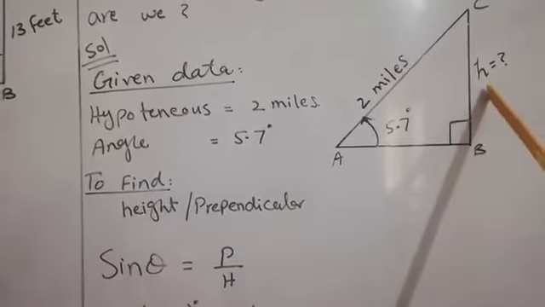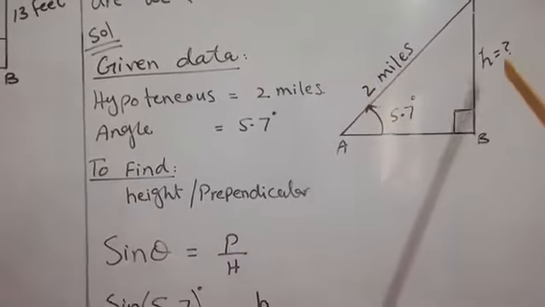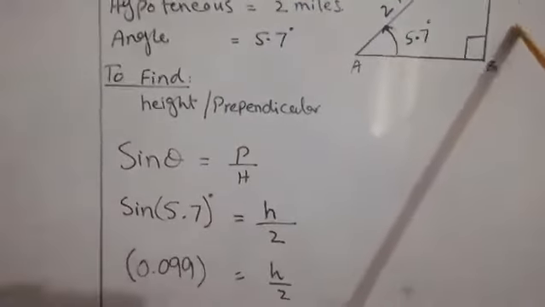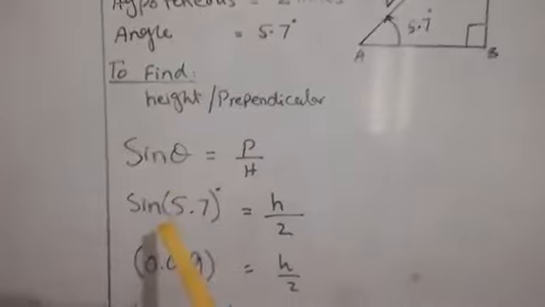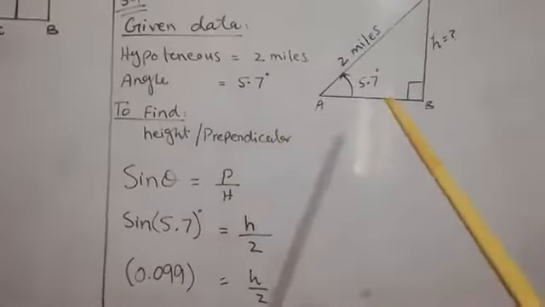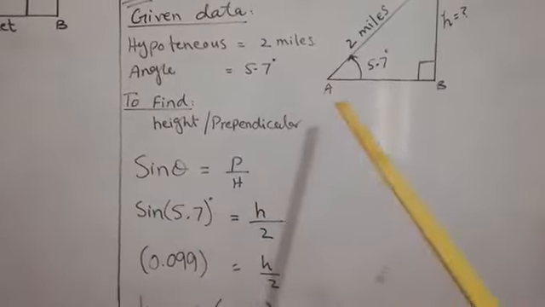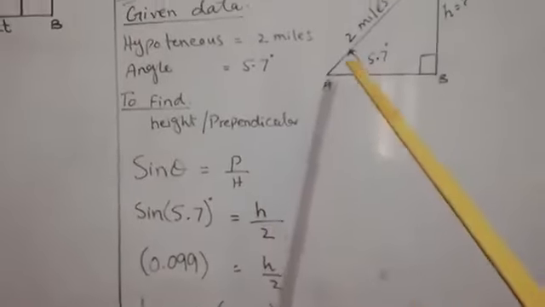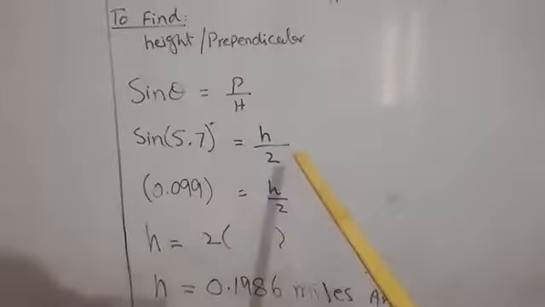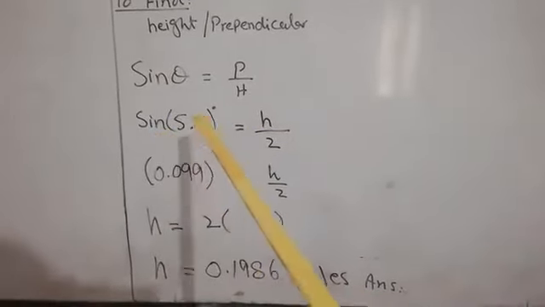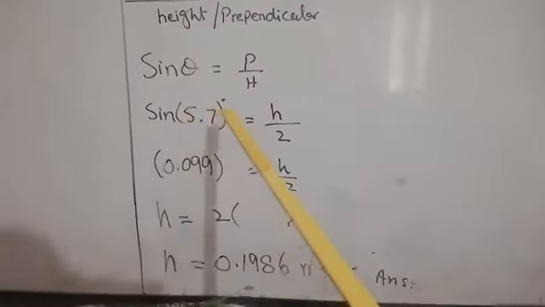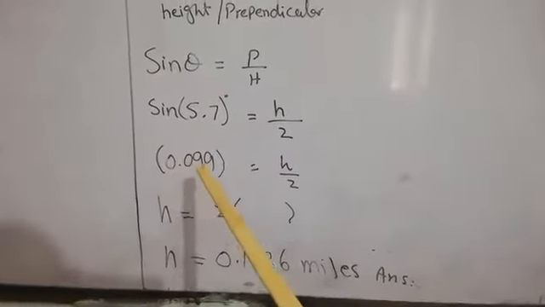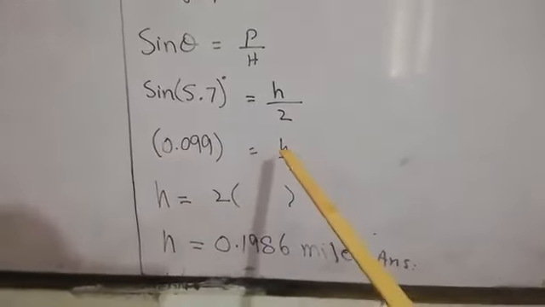Sine theta is perpendicular over hypotenuse. Since we are going to find the value of perpendicular, meaning height, first of all we put the values of the things which are given. Value of theta is 5.7 degrees, the height is missing, and the value of the hypotenuse is 2. So dear students, find sine 5.7 degrees from the calculator and write it. This is 0.099 equals h by 2.